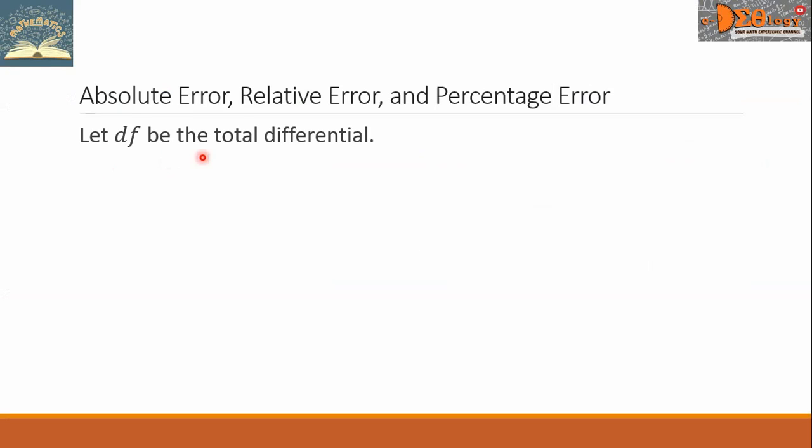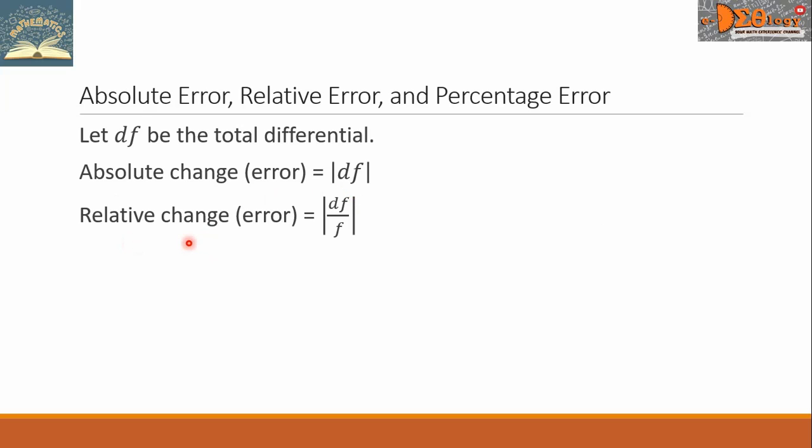Let df be the total differential. The absolute change or error equals the absolute value of df. Relative change or error equals the absolute value of the fraction df over f. Percentage change or error equals the absolute value of the fraction df over f, which is the relative change, then multiplied by 100.